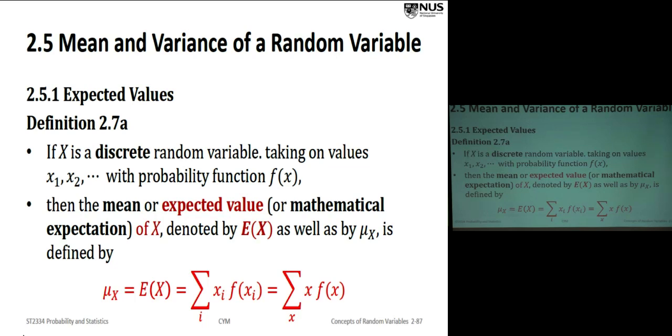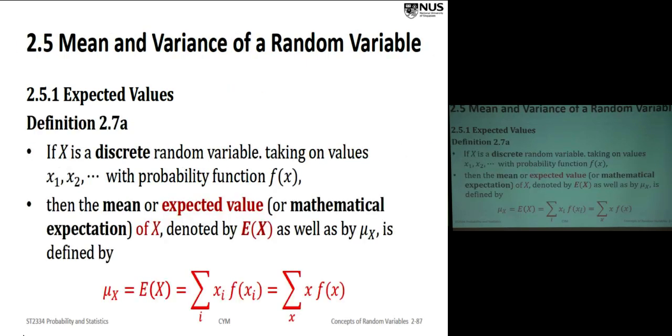So the definition is like this. I have a random variable capital X. It's discrete. That is to say, the possible values that it could take are countably infinite or finite. And the probability mass function is f of x, so that's the probability that the random variable capital X takes the value little x. Now, the mean or the expected value of the random variable X is denoted by E of X, right? You can also use the notation mu of X. I prefer this one, it's more explicit. It is defined by: the expectation of X is equal to the sum over all possible values of x weighted by the probability that the random variable takes the value x.